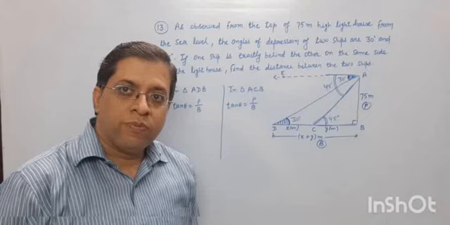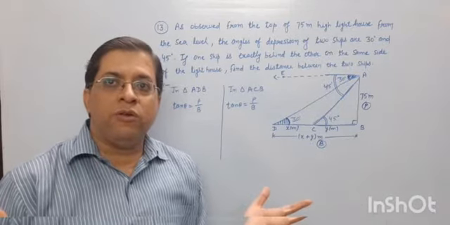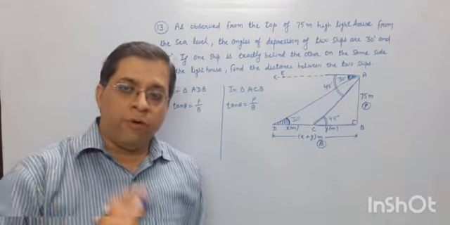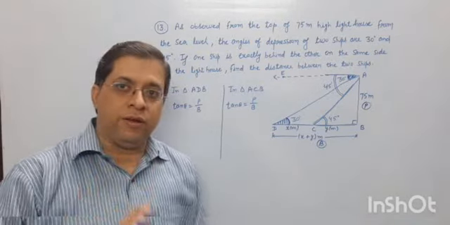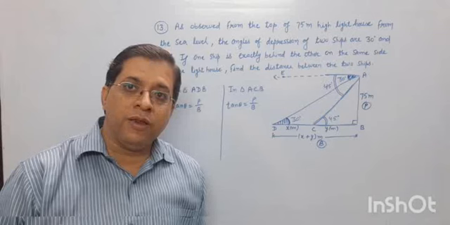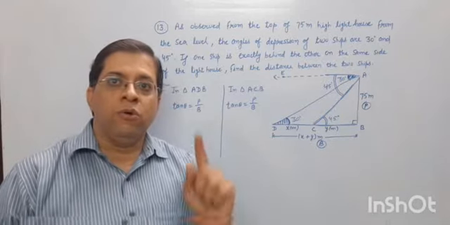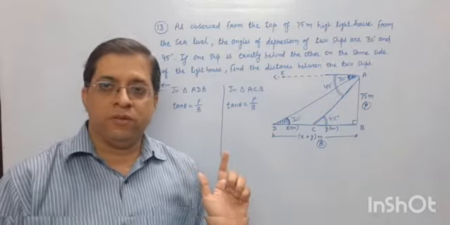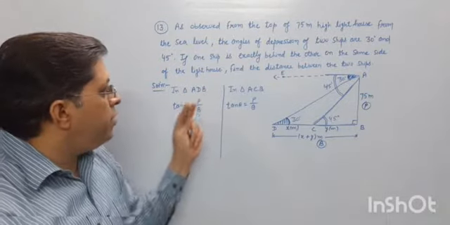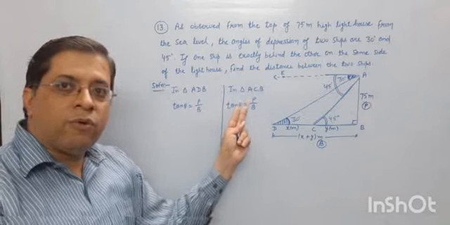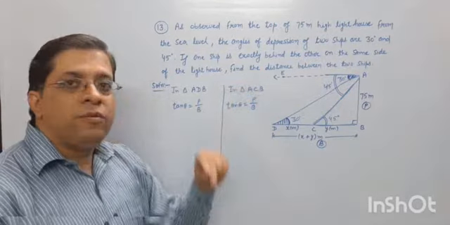Then if perpendicular and base are given to you, this is which type of trigonometric ratio? This is your tan theta. Tan theta is equal to perpendicular upon base. Same thing I am writing. Tan theta I am taking for triangle ADB and tan theta I am taking for triangle ACB.